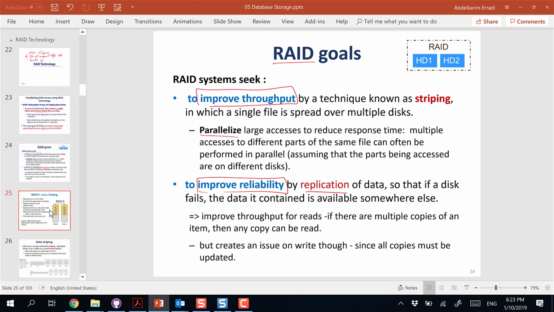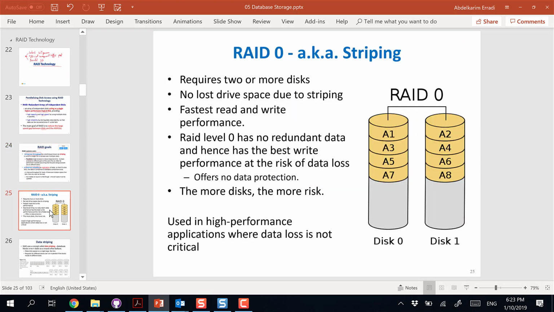Okay, now there are many ways of organizing and configuring this array of disks, and each famous configuration is codified with a number. So there is something called RAID 0, which is also known as striping. RAID 0, also known as striping. It requires a minimum of 2 disks.